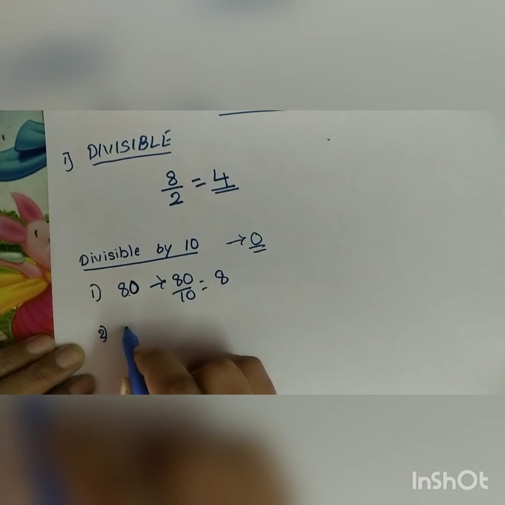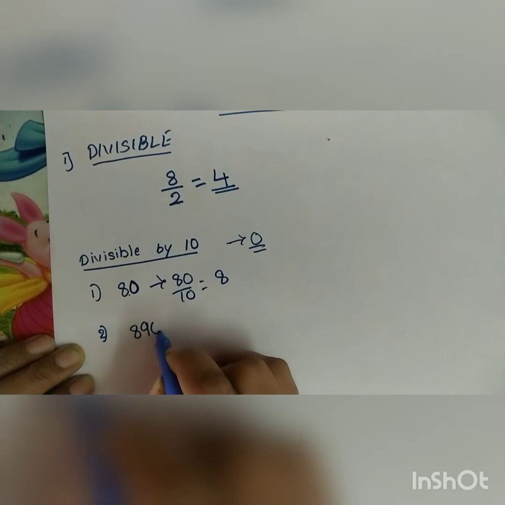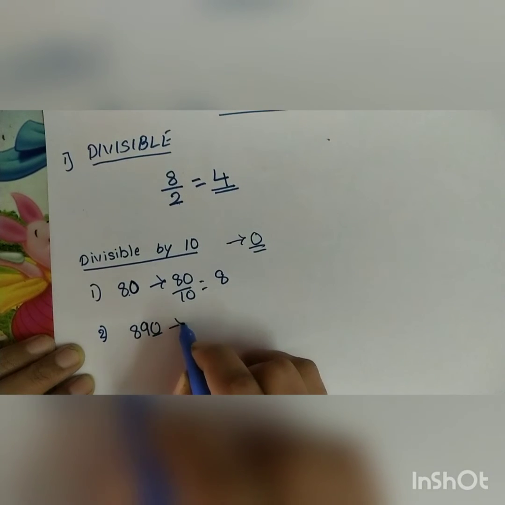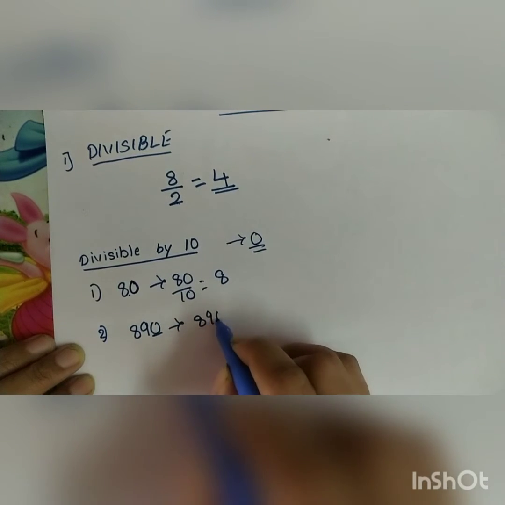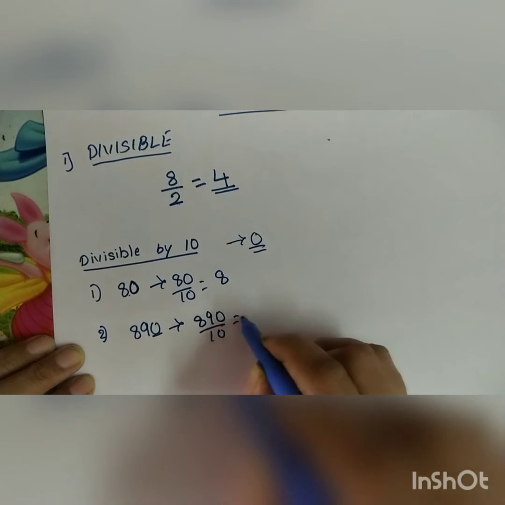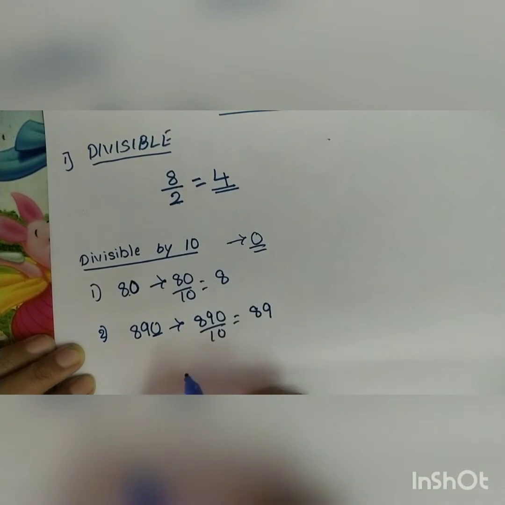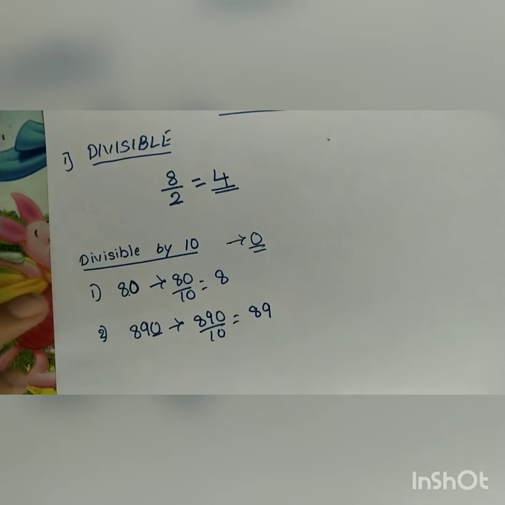Let's consider 890. Here also the number ends with 0. When we divide this number by 10, I get the answer 89. So we can say that whenever a number ends with 0, that particular number is divisible by 10 directly.